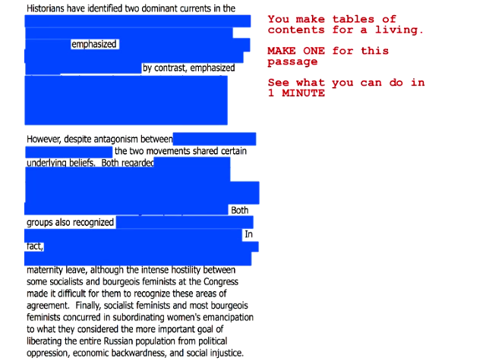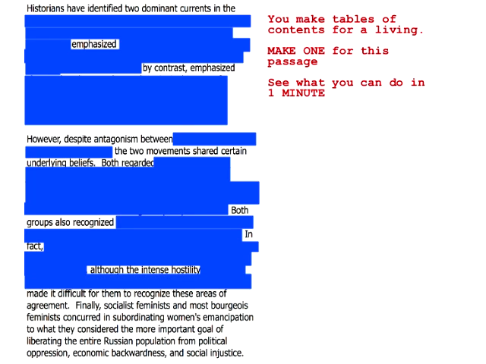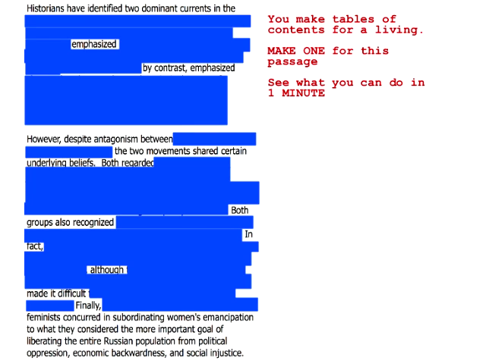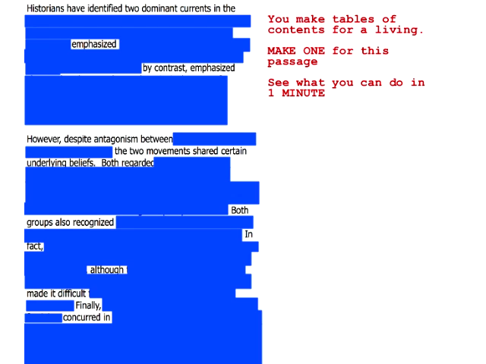Although the intense hostility made it difficult. Okay. Finally, although something made it difficult, we didn't care. They concurred in blah, blah, blah, blah. There's a lot of blue stuff. Like almost the whole thing is blue stuff.